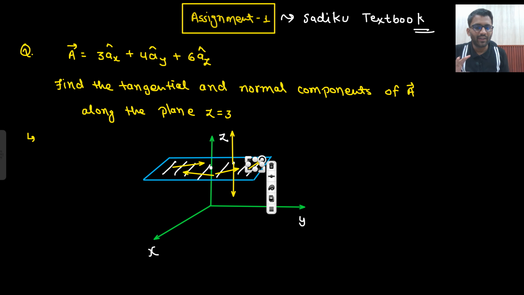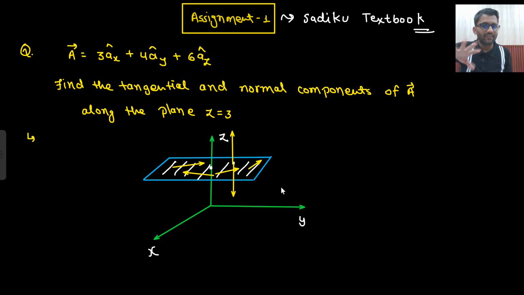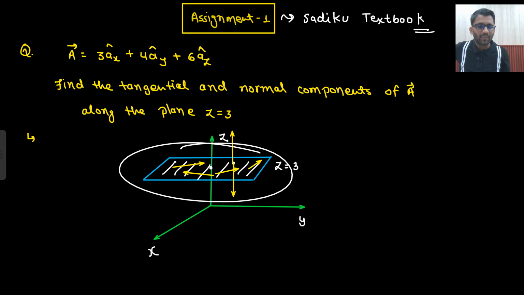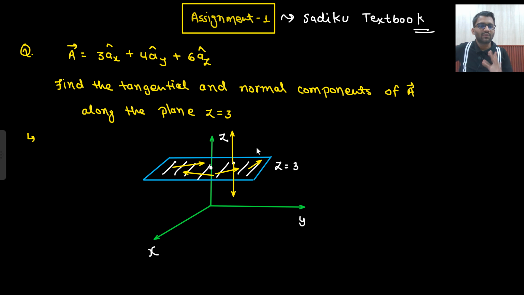But what do we need to find? We need to find these components from vector A. Like there is some vector 3, 4, 6, 3 ax cap, 4 ay cap and 6 az cap. So which of the component of this vector will be parallel to this plane? This plane is my z equals to 3. Again I am repeating, which of the components of vector A are perpendicular to this plane and parallel to this plane? So this is what they are asking.